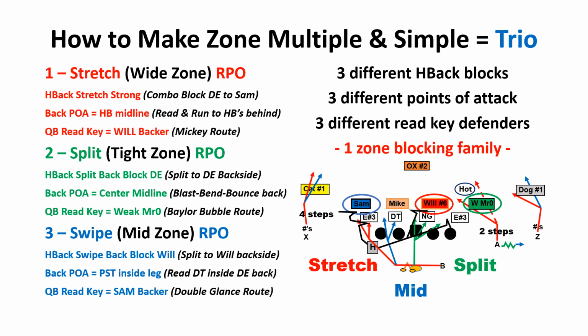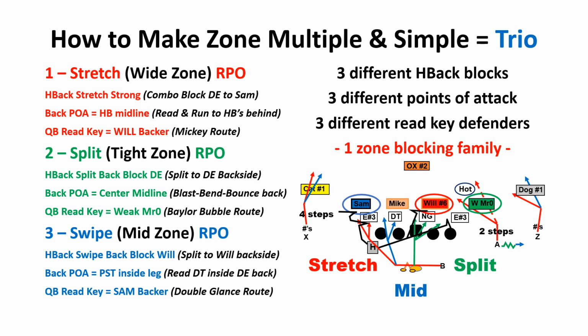Second then is split or tight zone RPO in the green there. H-back now is going to split across to block the backside defensive end. Point of attack now for the back is the center's midline, bouncing it back. And then the quarterback reads now all the way outside the weak Mr. Zero in the green with the bubble concept.